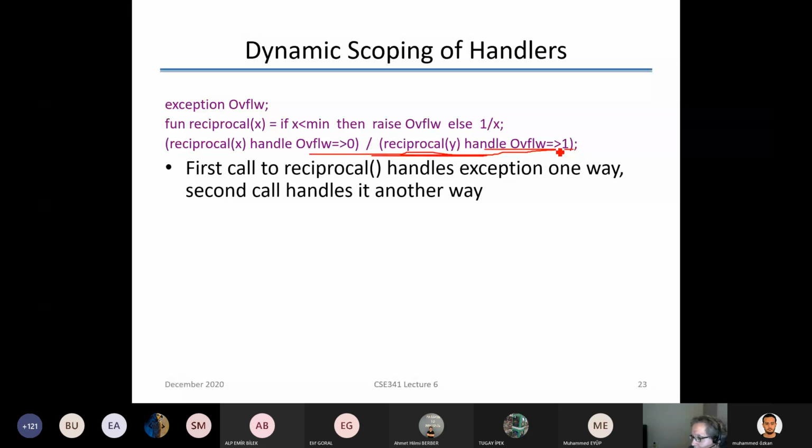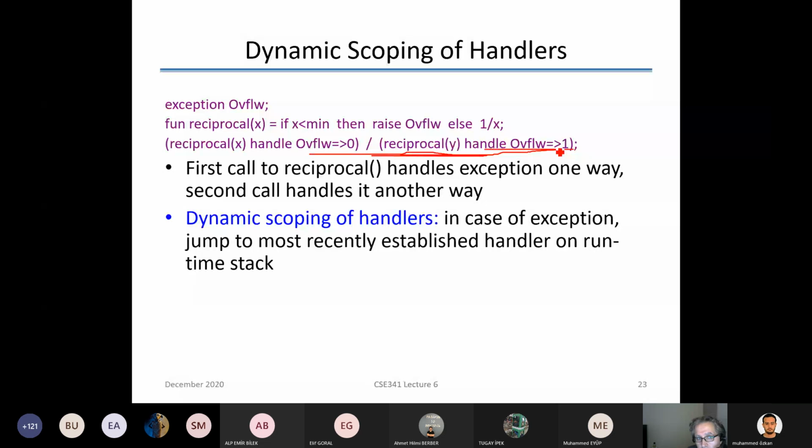Of course, you can do the same thing with Java or C++. Now, the other thing is that if there are multiple handlers, multiple of these can match. In this case, you jump to the most recently established handler on the runtime stack. This means that if you have a handler somewhere, it will be on the stack. Then you start from the top of the stack and go down to find your handler.